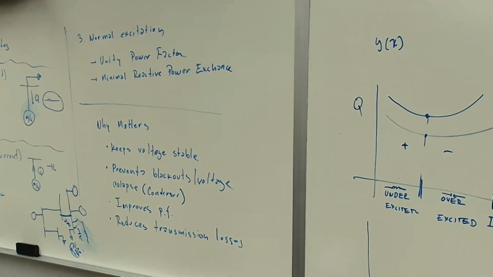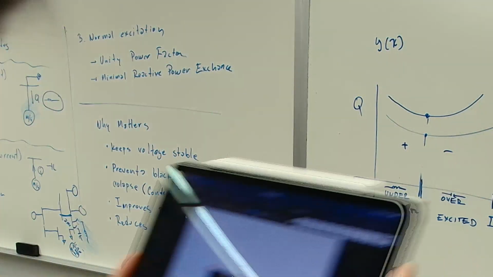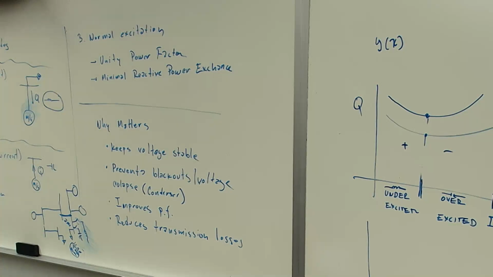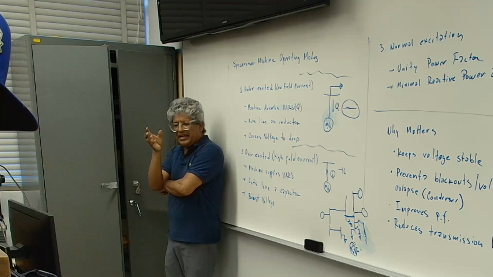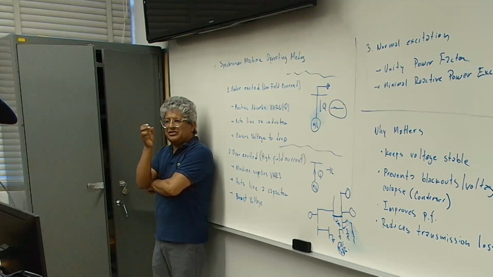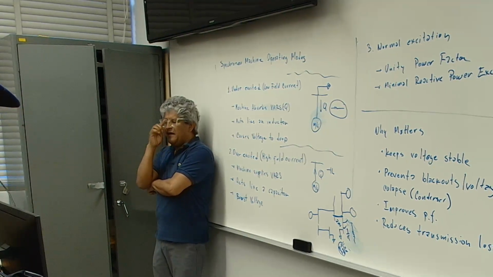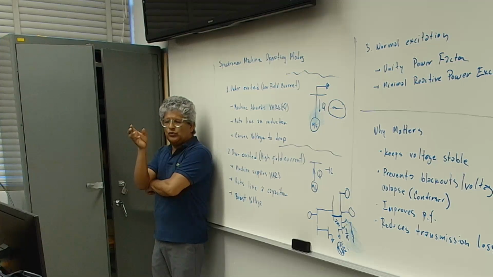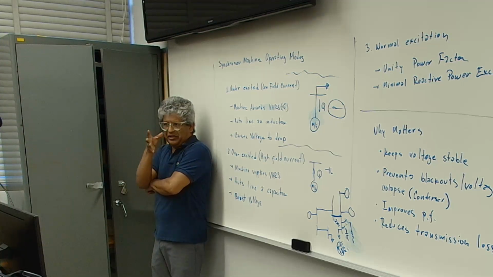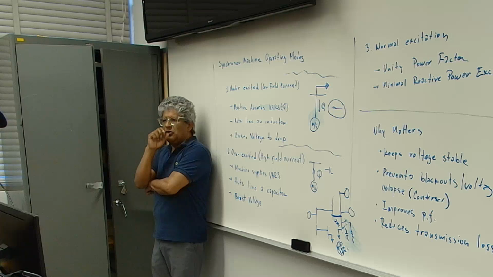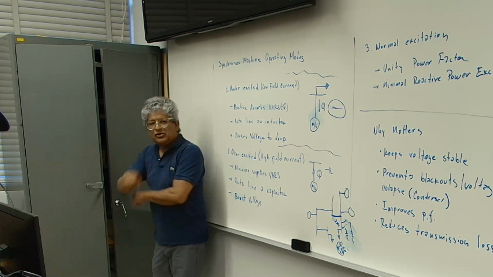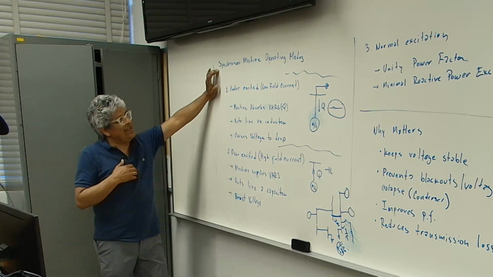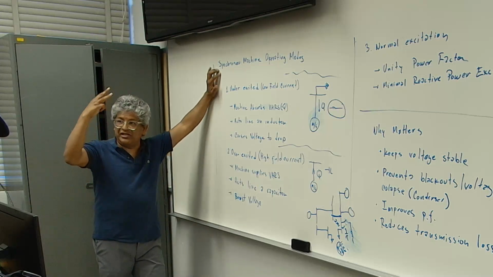So last week, the purpose of the lab is to understand how synchronous machines and generators can help you stabilize system voltage and improve power processing, right? So the machine, there's three operating conditions.